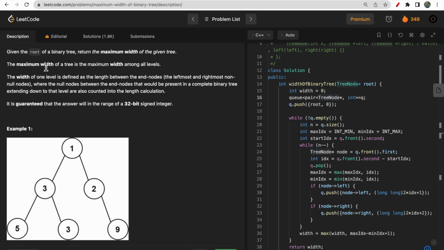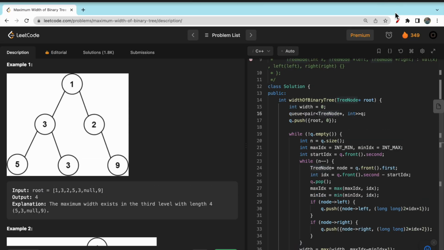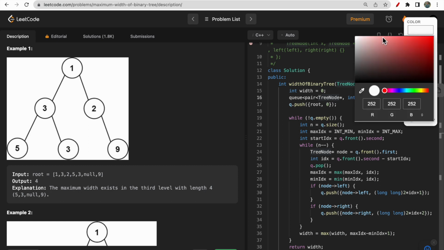Now the maximum width is defined as the width that is maximum among all the levels, and for a particular level the width is just the difference between the leftmost and the rightmost non-null nodes, the length difference, right? It is guaranteed that the answer will be in the range of a 32-bit signed integer, so it will be stored in an integer. Now let's take this example.